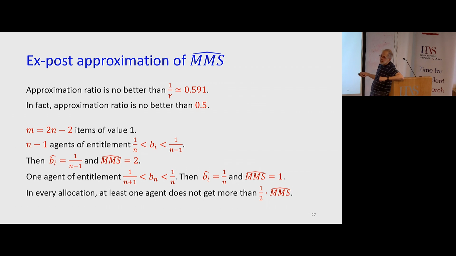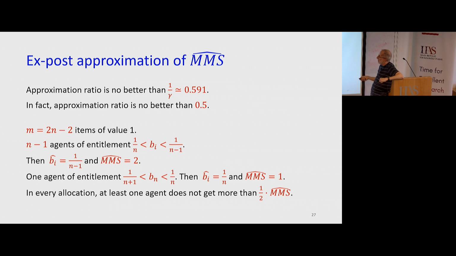So now let's get to the ex post case, which is much more difficult. Here we want to approximate this MMS hat. Of course, we cannot get an approximation ratio better than 1/gamma for the same reason as before, but we cannot even get an approximation ratio better than half, and here's a simple example. Suppose there are 2n-2 items of value 1. Suppose there are n-1 agents whose entitlement is slightly larger than 1/n, but smaller than 1/(n-1). So when we round up their entitlement, it's rounded up to 1/(n-1).